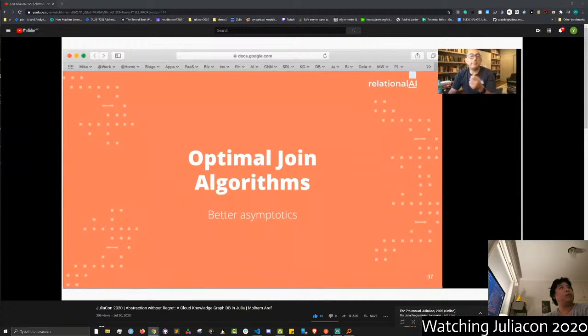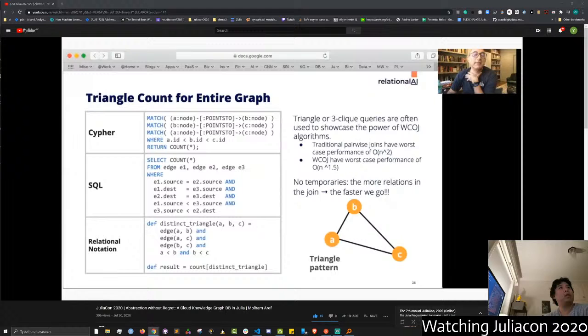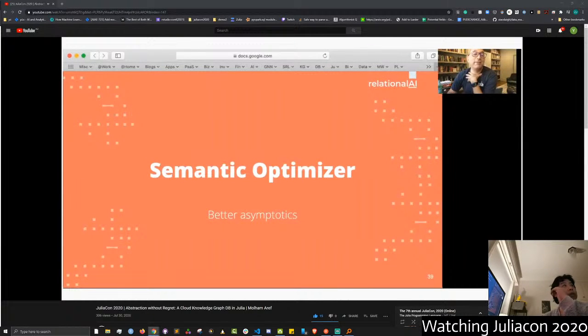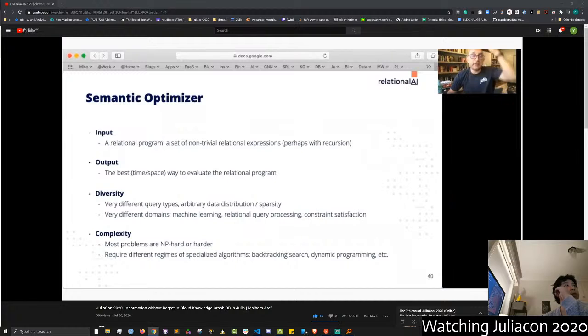Okay, the next component here that I'm not going to talk about is optimal join algorithms. I'm going to skip that, but this is an algorithmic innovation that we came up with. You can look at these optimal join algorithms. And then the fifth component is the semantic query optimizer, which takes a relational program as input and then produces an execution graph that optimizes the time and space it takes to evaluate the relational program.